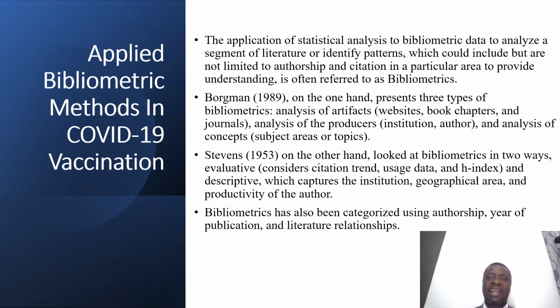The application of statistical analysis to bibliometric data to analyze a segment of literature or identify patterns, which could include but are not limited to authorship and citation in a particular area to provide understanding, is what is often termed as bibliometrics. So Bogman, on the one hand, presents 3 types of bibliometrics: analysis of artifacts, analysis of producers, and analysis of concepts. Stevens, on the other hand, looked at bibliometrics in 2 ways. He looked at it as evaluative bibliometrics and descriptive bibliometrics. So bibliometrics has also been categorized using authorship, year of publication, and literature relationships.